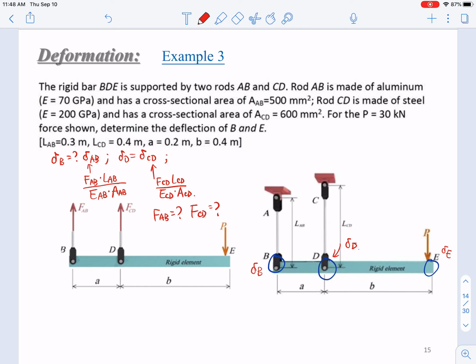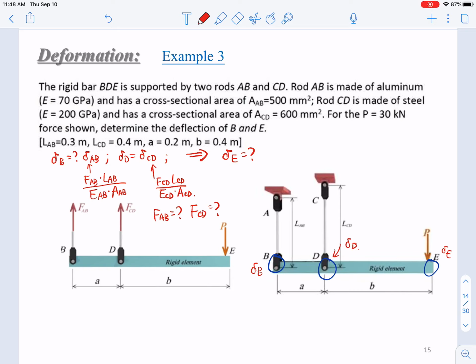How about after that? Based on that, how can we calculate delta E? Since delta E is not tied to any deformable rod or bar, how can we solve this? If you have figured out delta AB and delta CD, you will have some kind of similar triangles. So based on geometry, you'll be able to solve delta E. Let's see later how we can find these similarities.